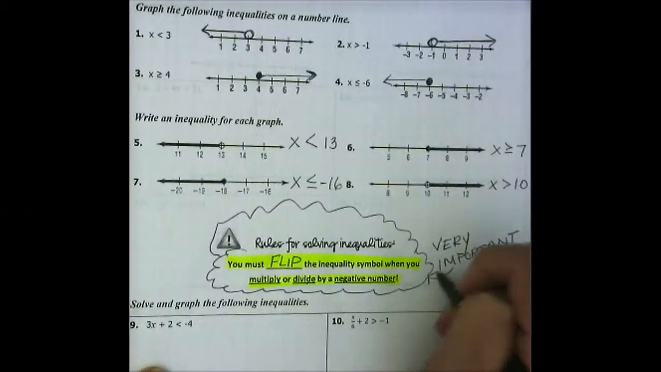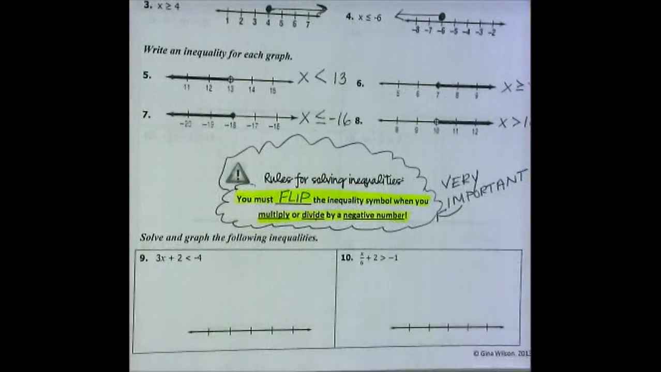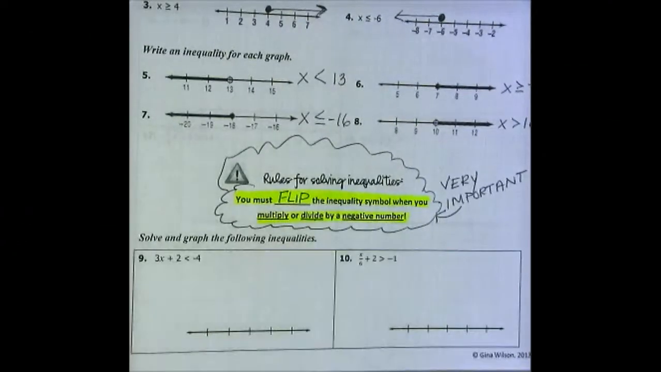If you forget to do it, you're going to get the wrong answer each time. So let's try to remind ourselves of this rule. All right, so number 9, we're going to solve number 9. 3x + 2 < -4, and we solve these the same as we solve equations, except for this rule that we need to remember here.